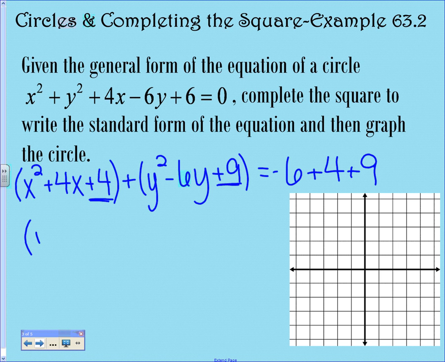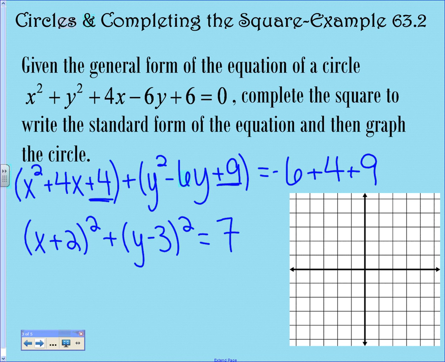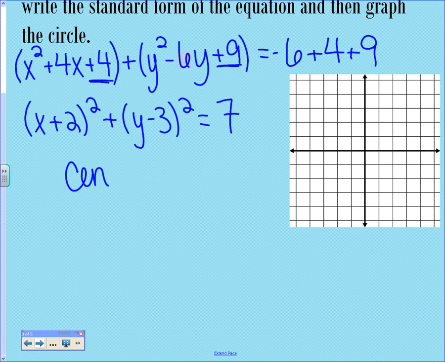So we have x plus 2 squared. What would happen for your y? Y minus 3 squared, that's right. And then equals. Okay. So we got it into standard form. Are we finished? We have to graph it. So to graph, we need our center, which is negative 2, 3, and our radius.